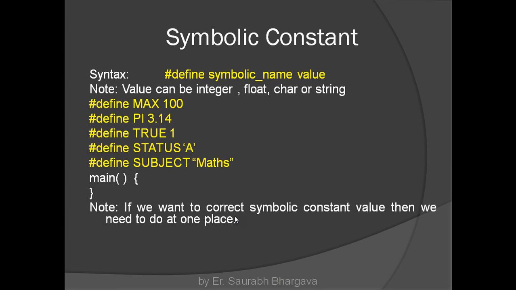If we want to correct a symbolic constant value, then we need to do it at one place. That is, if we want to change or correct the symbolic constant value, then we need to change it here only, where we have defined the symbolic constant. In other constants we need to change their value wherever we have used it. So this is one of the advantages of a symbolic constant. The convention to write a symbolic constant is to write it in uppercase. This is the convention.